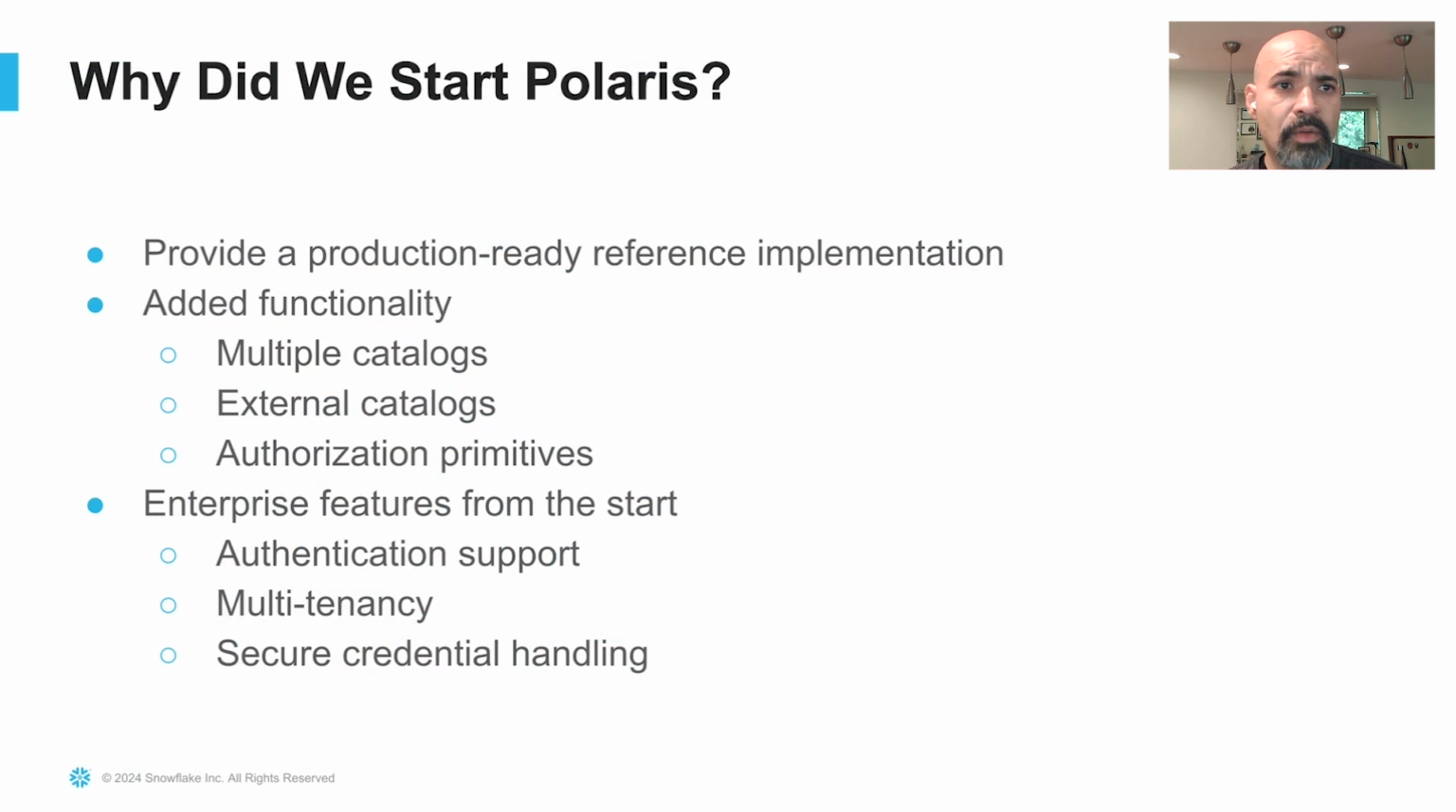So Polaris is intended to be an implementation of the REST specification. Why did we start that? Well, you can't really deprecate the old catalogs until we have something to migrate to. And the Iceberg open source includes the REST specification, but it doesn't include a reference implementation. So we really wanted to provide a reference implementation that was ready for production, ready to use on day one.